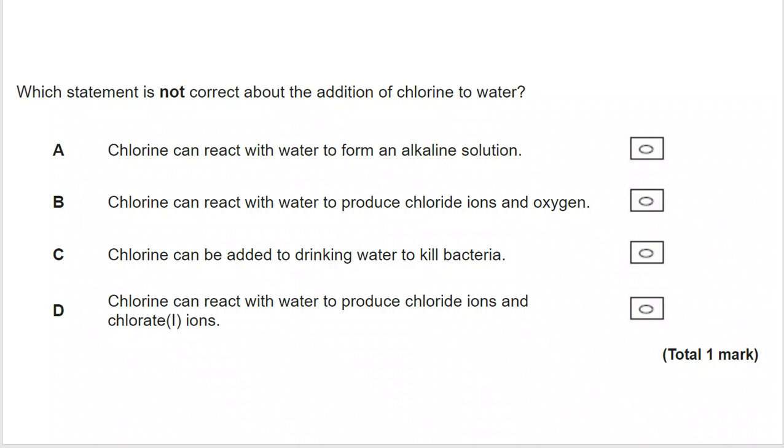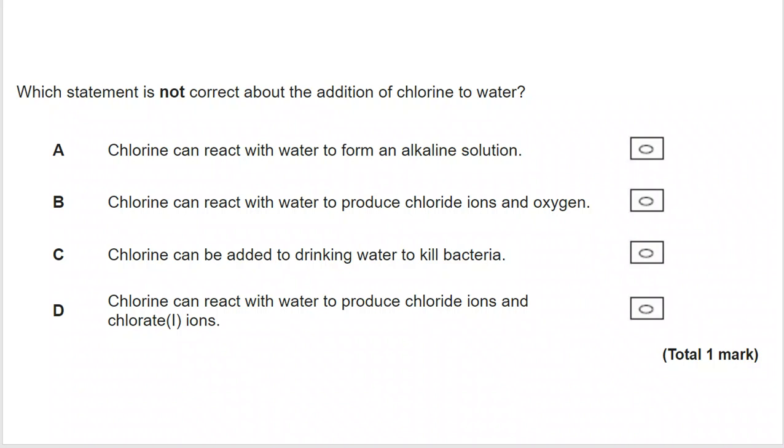This is AQA A-Level Chemistry. It's a multiple choice question on the topic of Group 7. So pause, have a go, and then review. So we want to know which of these statements is not correct. There are 3 statements that are true and 1 that's false. And let's take a look through some of them.